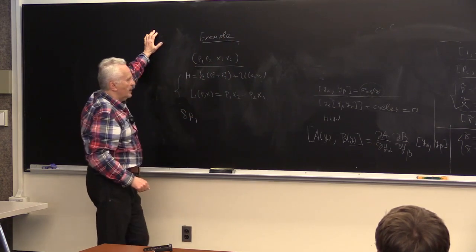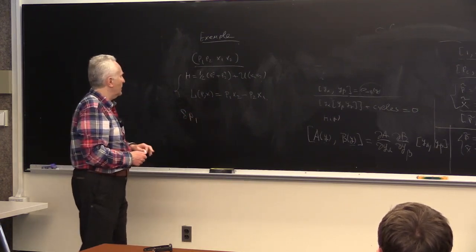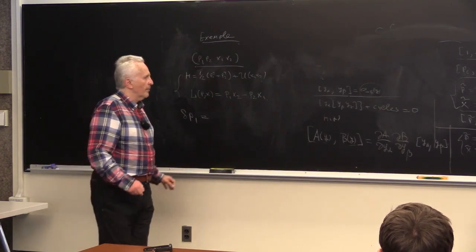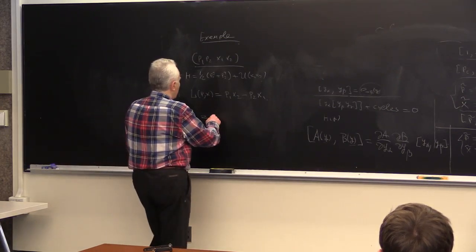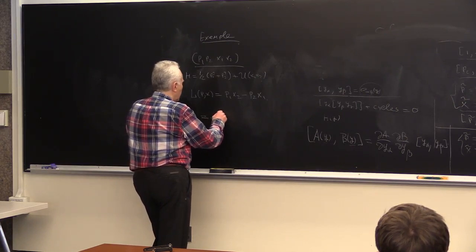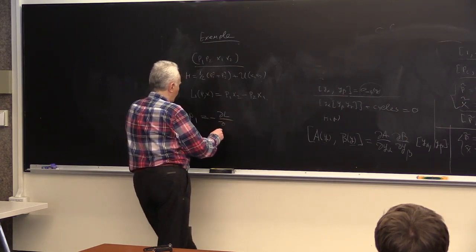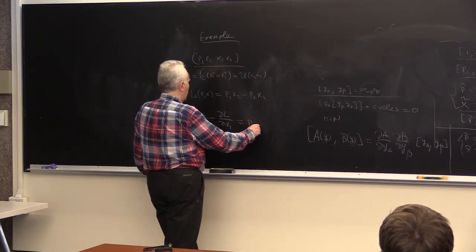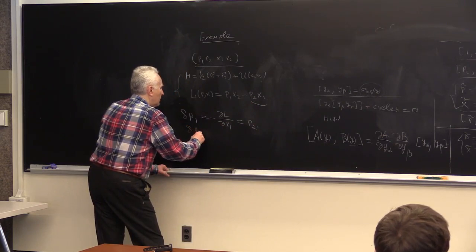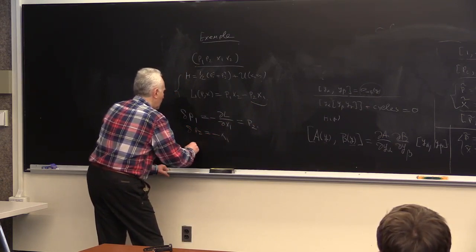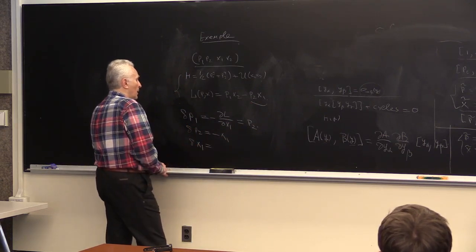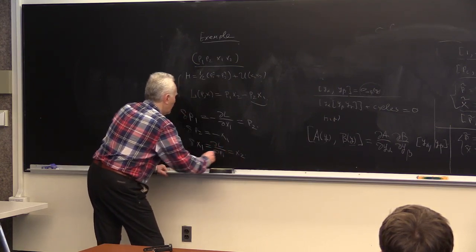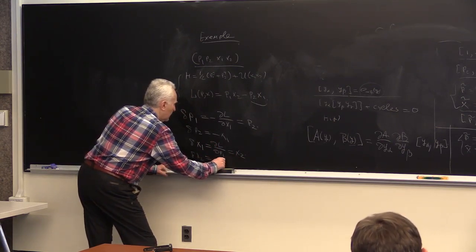So what is delta P1, for instance? Can you dictate me delta P1? Yes, delta P1 is minus dL over dx1, and so it is minus P2. Delta P2 will be minus x1. Delta x1 will be dL over dp1, so it will be x2, and delta x2 will be minus x1.